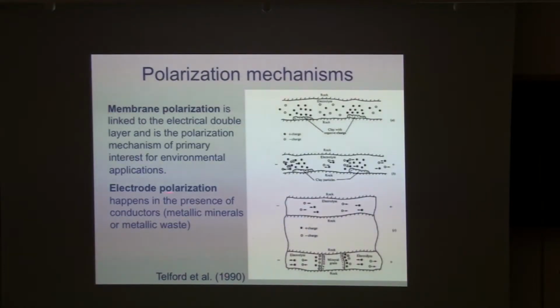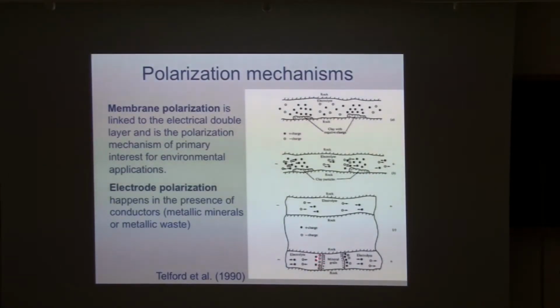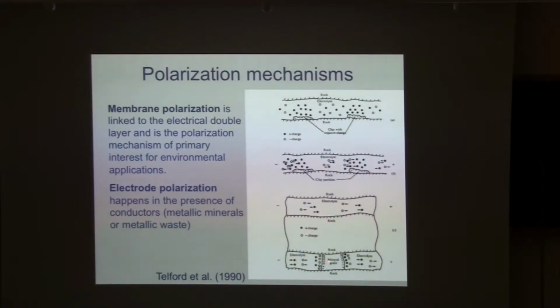Then you have electrode polarization. If you have metallic objects, so your current is flowing, you have to build up a potential jump when you go from electrolytic to electronic conduction. And when you stop the current, this sort of battery will discharge and you will get a response.